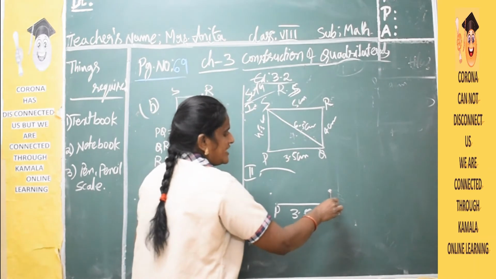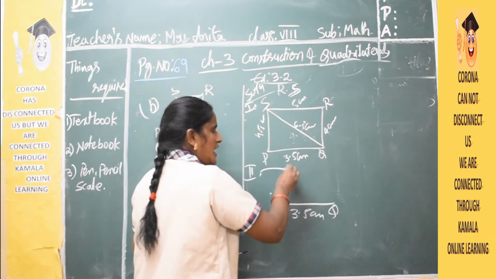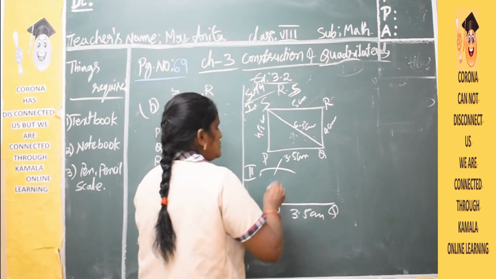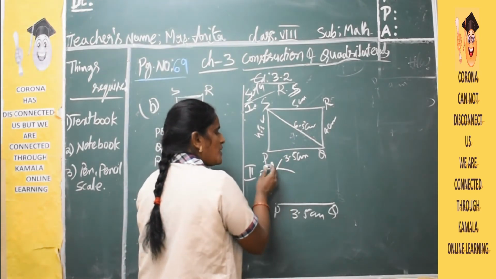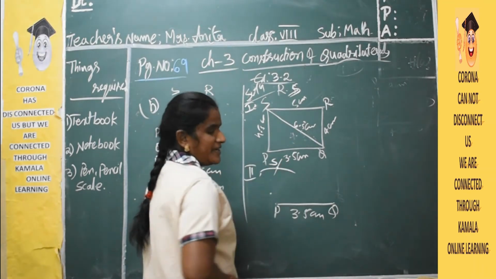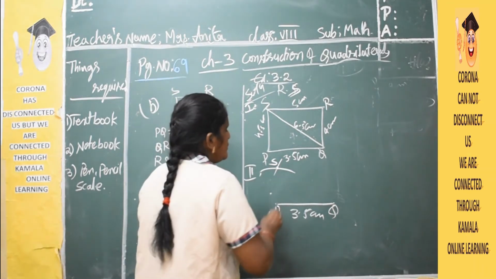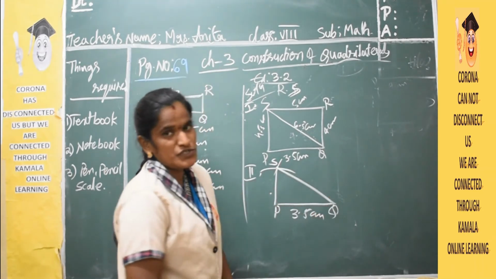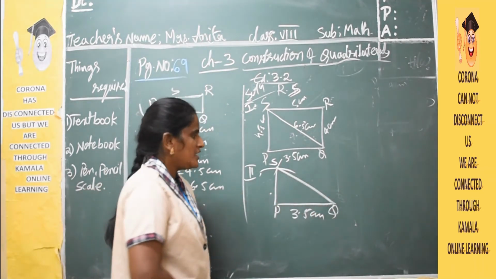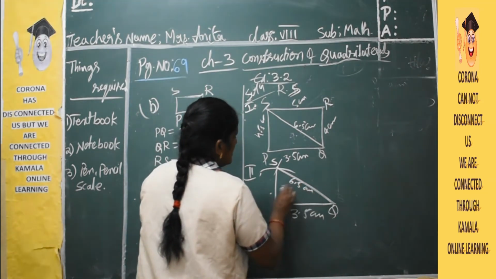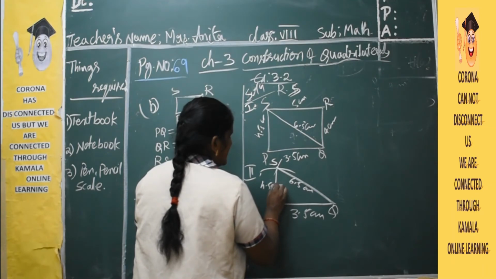Q as a center, you have to draw an arc that touches the previous arc. Where these two arcs meet at one place, that is represented as point S. You have to join PS and QS. Next, you have to mention the measurements, 6.5 centimeters and 4.5 centimeters.